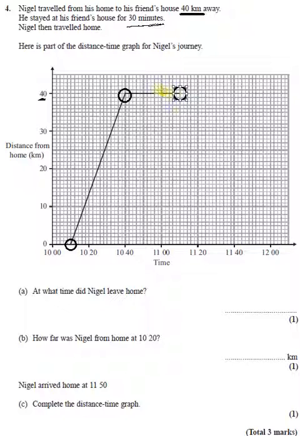this section here, he's not actually travelling because there's no distance from home difference, so he must be at his friend's house. And it says he stayed for 30 minutes. Let's just check that. We've got 10:40 and that goes to 11:10, so that is indeed 30 minutes.